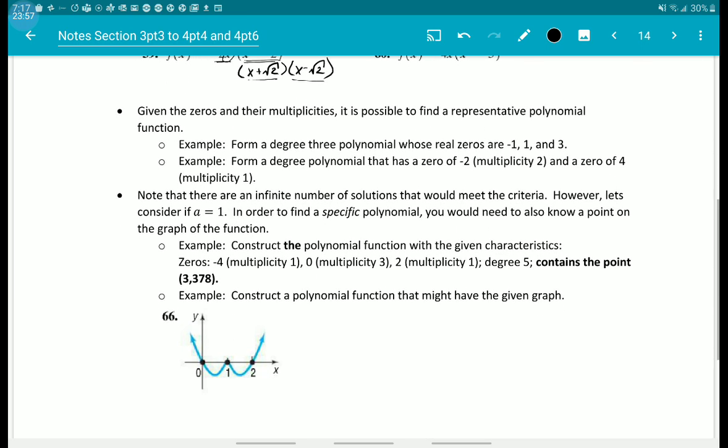Now, given the zeros and the multiplicities, it's possible to find a representative polynomial for the function. Now, this may not be the polynomial, but it's a polynomial that will work. So let's look at this.